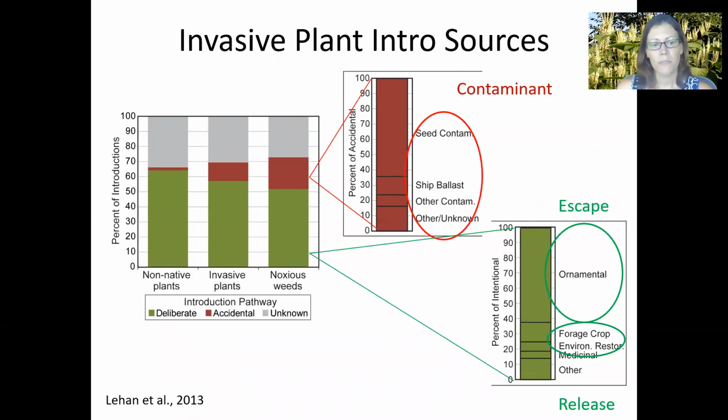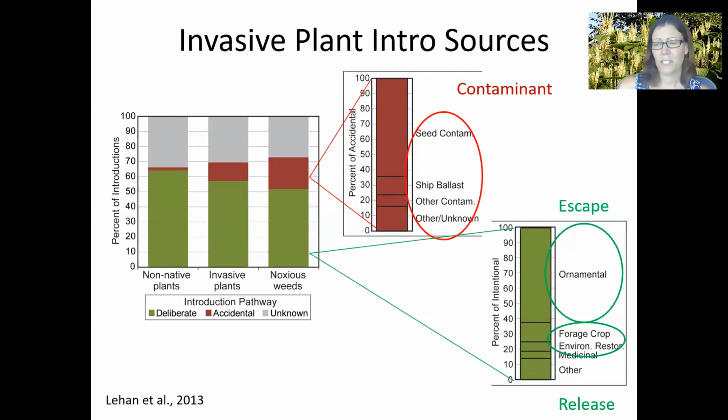So of those, the Mack and Erneberg column is the column on the far left. Those are non-native plants. Of those non-native plants, some portion of them are also invasive, right? So a portion of those go on to become invasive. For the invasive plants, we see that they are still more than 50% likely to have been deliberately introduced. But that accidental, that sort of weed seed contaminant pathway becomes more pronounced.